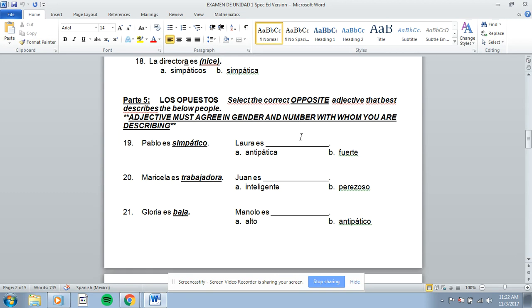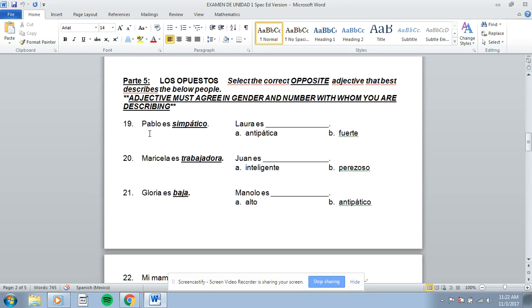Parte 5, part 5. Número 19, number 19. It gives you the sentence, Pablo es simpático. Pablo is nice. Then you have a next sentence next to it that says, Laura es blank. And in the directions, they want you to pick the opposite of what was said in the first sentence. So Pablo is nice, so Laura is mean. So you have to pick either A, antipática, or B, fuerte. Whichever one you think means mean out of A or B, you're going to bubble in for number 19.